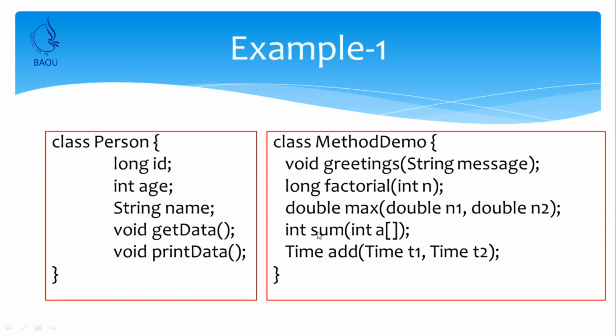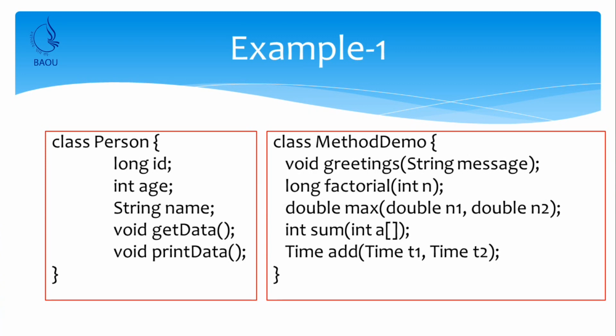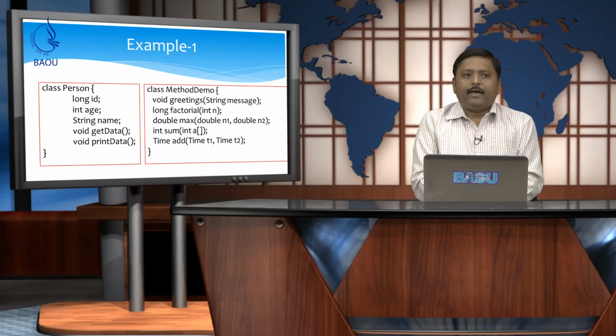And the last method we will write down is an add method which actually adds two times, but this time T1 is an object and T2 is an object of type class Time. So, this last method demonstrates that we can have an object as an argument as well as we can return an object also. So, we will write down these methods inside NetBeans.